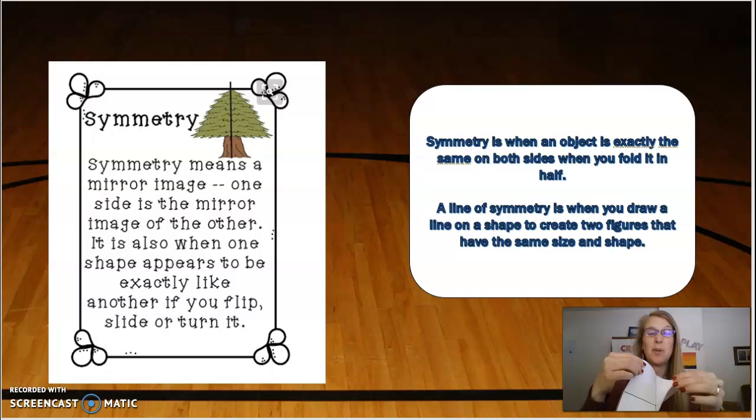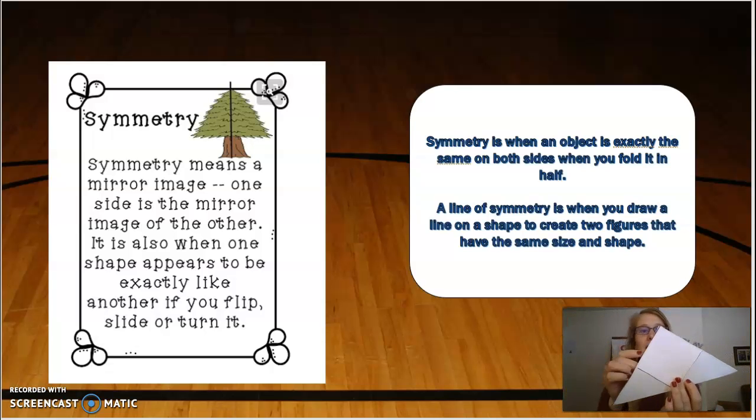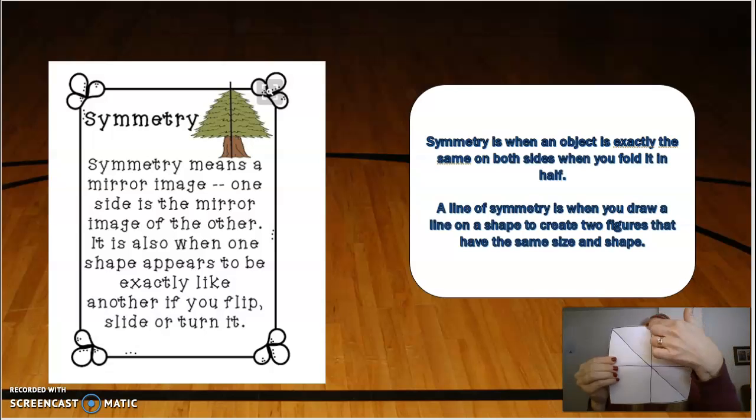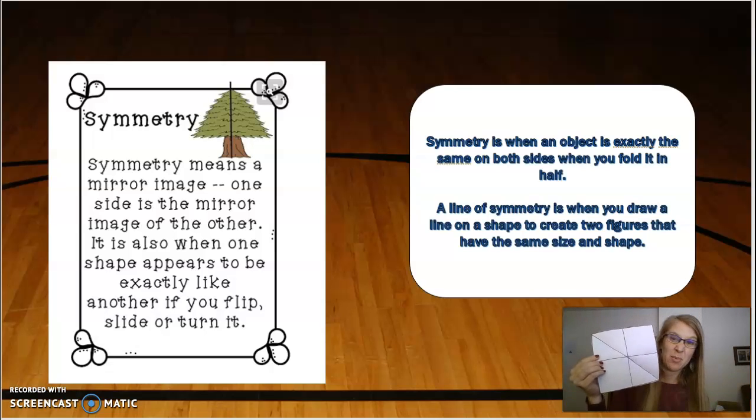Now could we do it like this? Could we do it diagonally? Let's check it out. Oh, my stars, look at this. Let's draw that line too. I think we just discovered another line of symmetry on this square. I can fold it diagonally like that too. So let's hold it up. We've got a vertical, horizontal, and diagonal line of symmetry in one object.